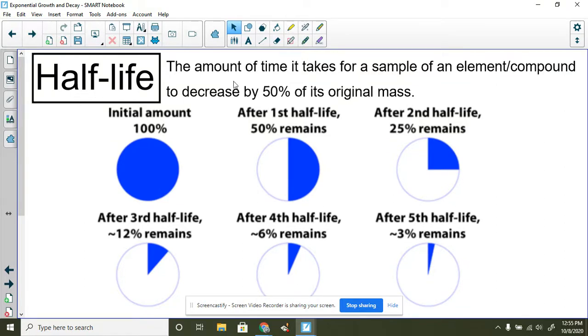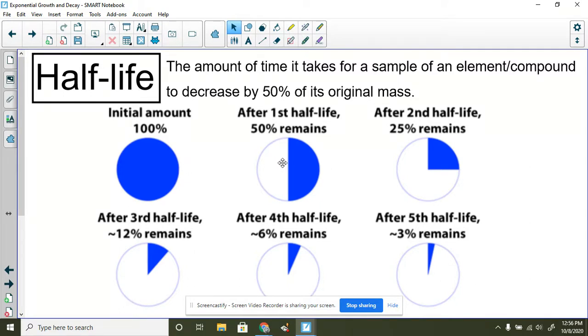Now half-life, one cheap definition, one that I wrote, is the amount of time it takes for a sample of an element or compound to decrease by 50% of its original mass. Here's an illustration of what we're talking about. Suppose you start with this initial amount. After one half-life, a unit of time, half of what you started with remains.